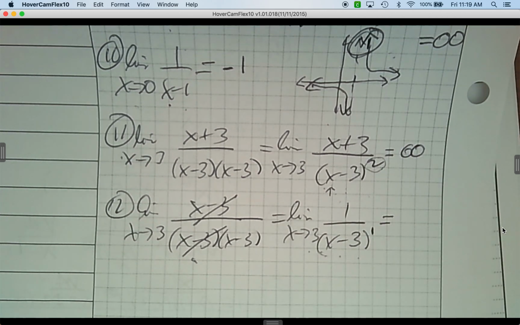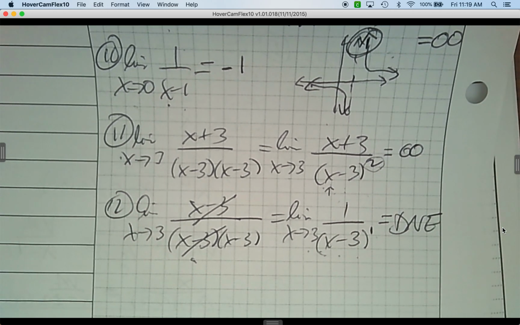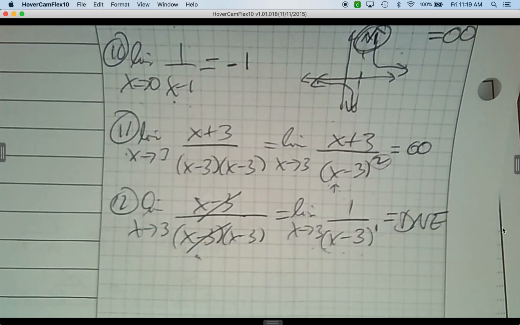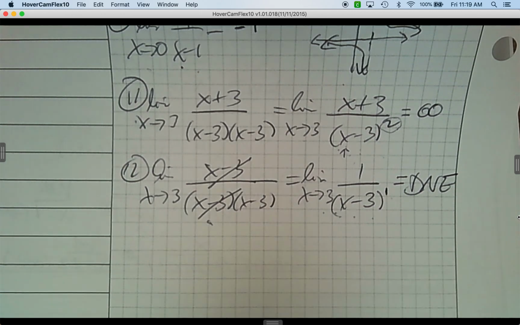So because it's a two-sided limit for number 12, and it has an odd exponent, that means one side goes up forever, the other goes in the opposite direction. They don't agree on the direction they're going, so the limit does not exist. Number 13.